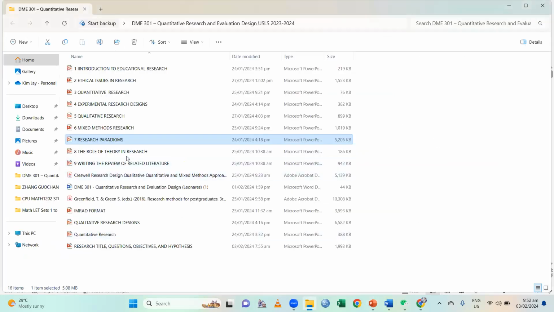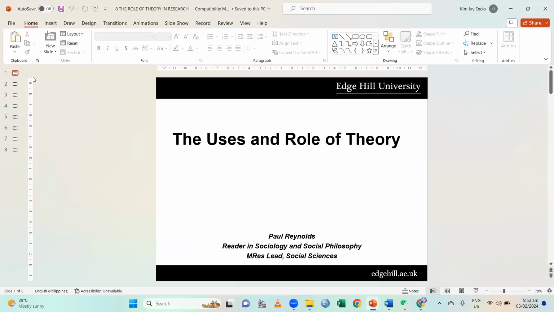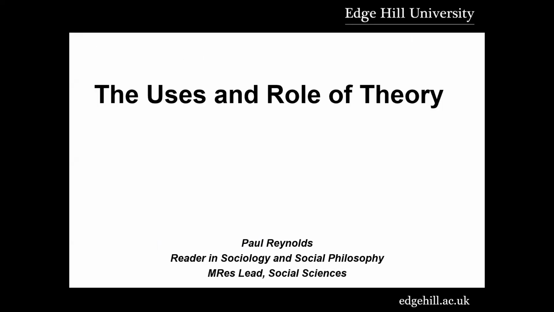Okay. Let's have the role of theory in research. This one is just short. So there are so many theories that we could use, no? And usually the theory that we have is placed in the theoretical framework of our study.